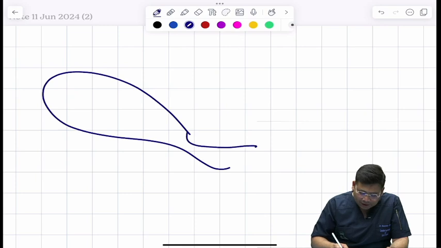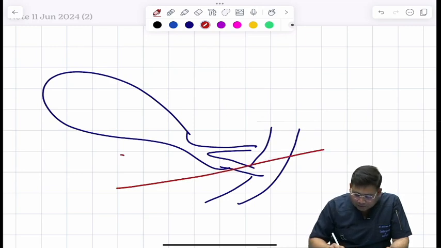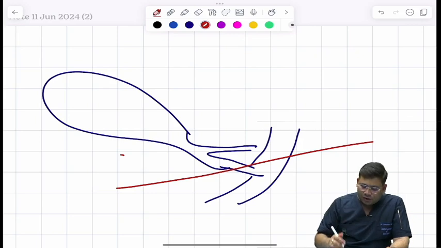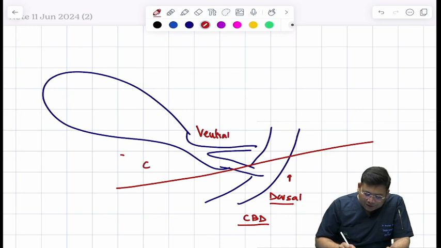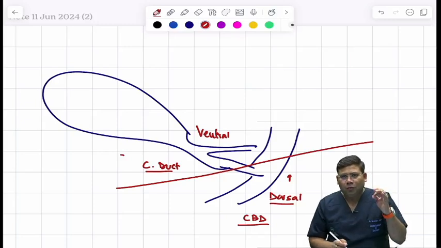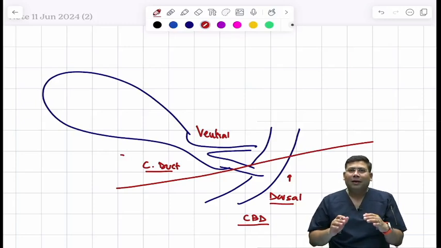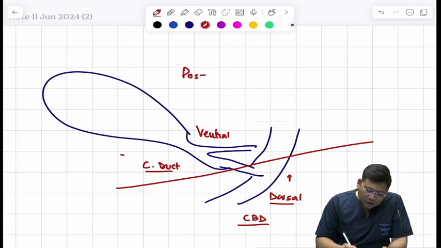Try to understand something like this. This is how the structures are. When we talk about the R4U line, it is something like this. Dorsal to this line, you have the CBD, this is important, and ventral to this line, you have the cystic duct and the cystic structures. So the very first mistake of surgeons who don't know about this R4U line is that they start opening the Calot's, so the posterior window of safety.